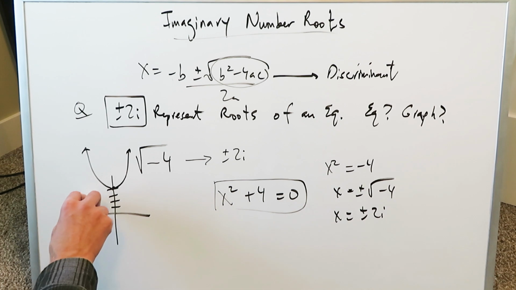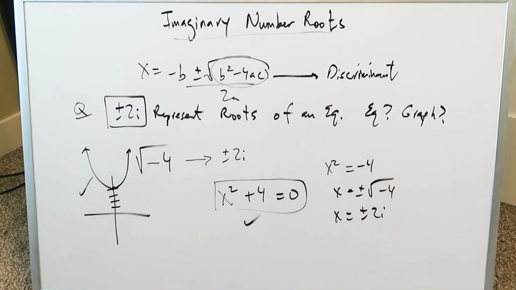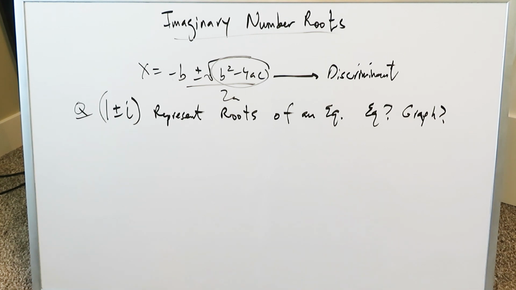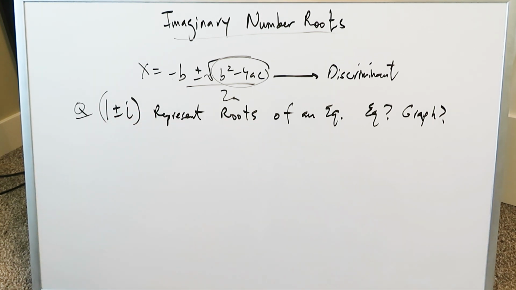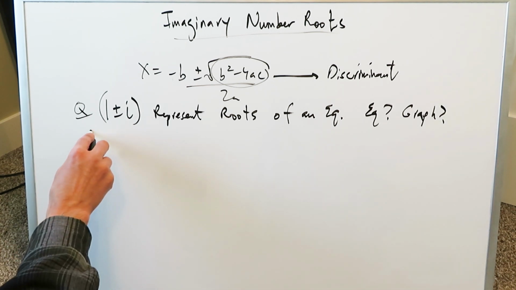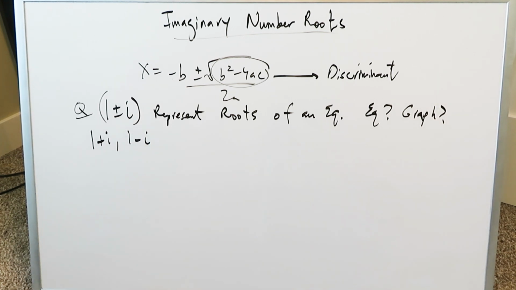So I've given you the graph and I've given you the equation. You just have to work backwards and the question has been solved. Let's look at this question. 1 plus i, 1 minus i represent roots of an equation. We have to find that equation and we have to graph it. We're looking at imaginary solutions which are 1 plus i and 1 minus i. How can you go about determining this?